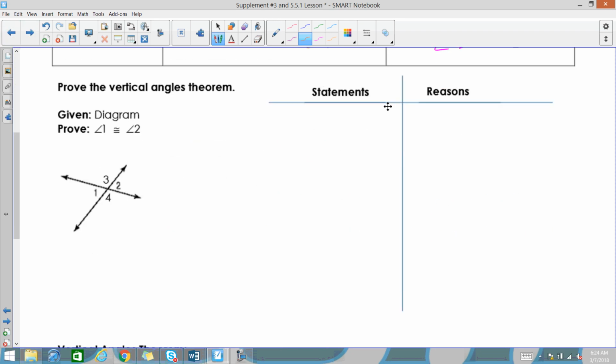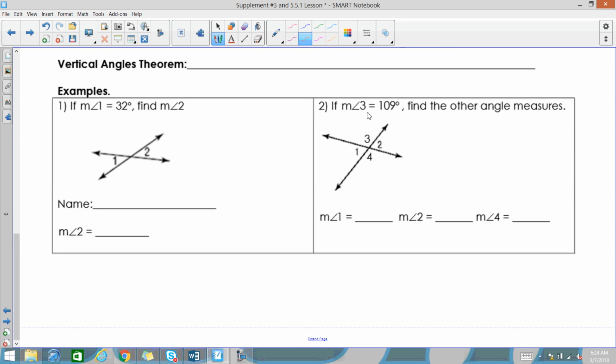So, back to our notes now. We're not going to do that proof. When I come back, we'll do that. But what we're going to do here is use our vertical angle theorem to find missing angles. So here we go.